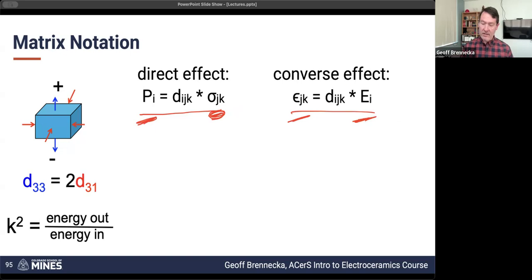The d, i, j, k in the middle, those are the same values. So they're completely symmetric to one another. So you can either apply a stress and get a polarization, or you can apply a field and get a strain. It's the same piezoelectric property. We just use direct and converse to clarify which way we're operating it. So are we squishing it and getting charge, or are we applying a field and getting strain?